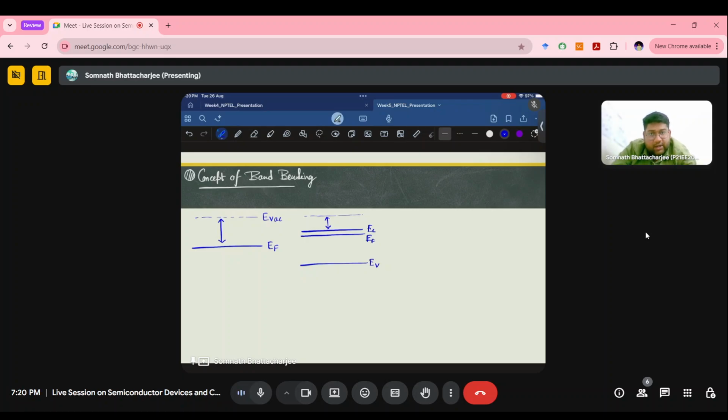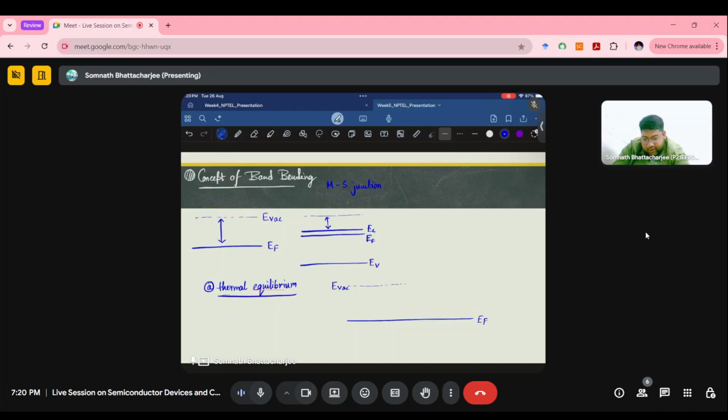Okay. In case of a metal and a semiconductor, like a metal semiconductor junction, what happens? At thermal equilibrium, the Fermi level for the metal and the Fermi level for the semiconductor will align. So they will look like this. Let's say we have a common Fermi level, and based on this, we have an E vacuum. As we know, this is a constant term.